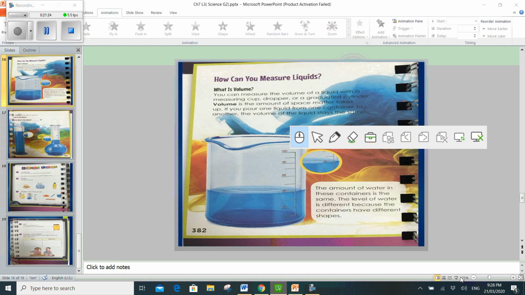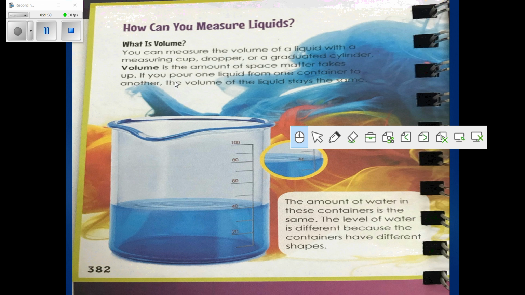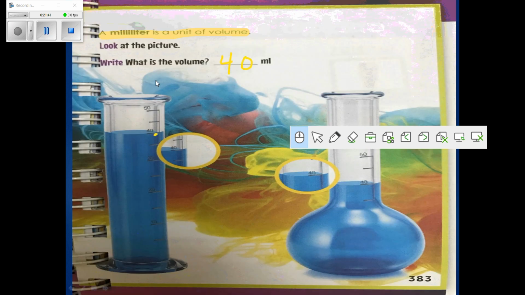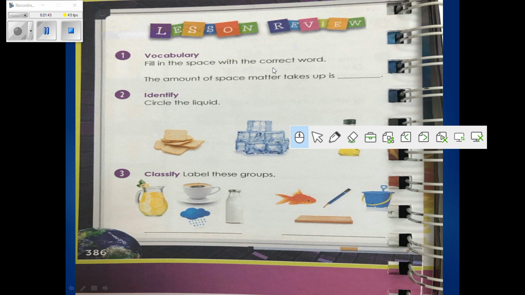We were studying the volume of the water. What do you mean by volume? Volume is the amount of space matter takes up. I want you to solve the exercises here and send message for me.